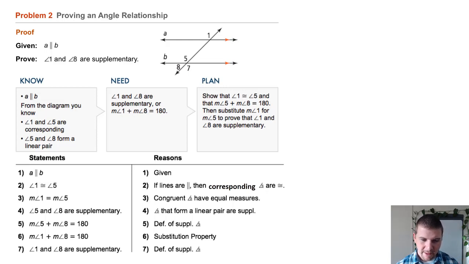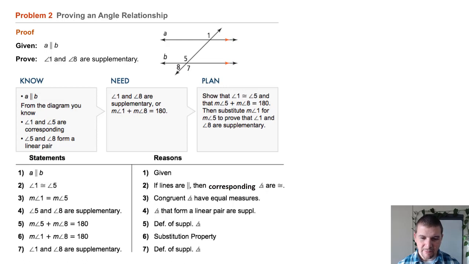We know that angles 1 and 5 are corresponding. We know that angles 5 and 8 form a linear pair. What we need is to establish that angle 1 and 8 are supplementary, or to show that the measure of angle 1 plus the measure of angle 8 equals 180.